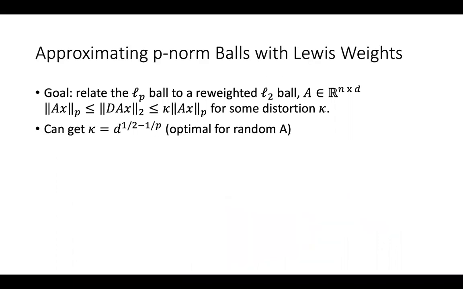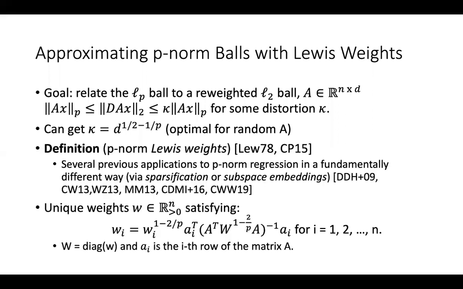So the way to choose such a diagonal matrix D, to get kappa of D to the 1/2 minus 1/p, is using some object called Lp norm Lewis weights. The p-norm Lewis weights, which were defined by Lewis and have seen a lot of use in subsampling regression problems in the past, are defined the following way.